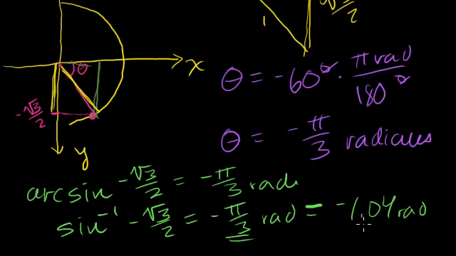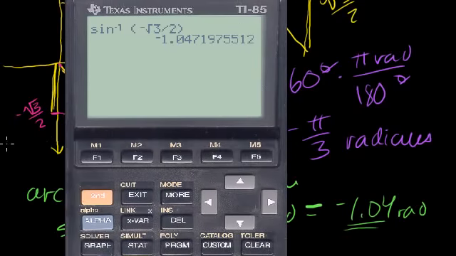So pi over 3 must be equal to 1.04. Let's see if I can confirm that. So if I were to write minus pi divided by 3, what do I get? I get the exact same value. So my calculator gave me the exact same value, but it might not have been that helpful because my calculator doesn't tell me that this is minus pi over 3.